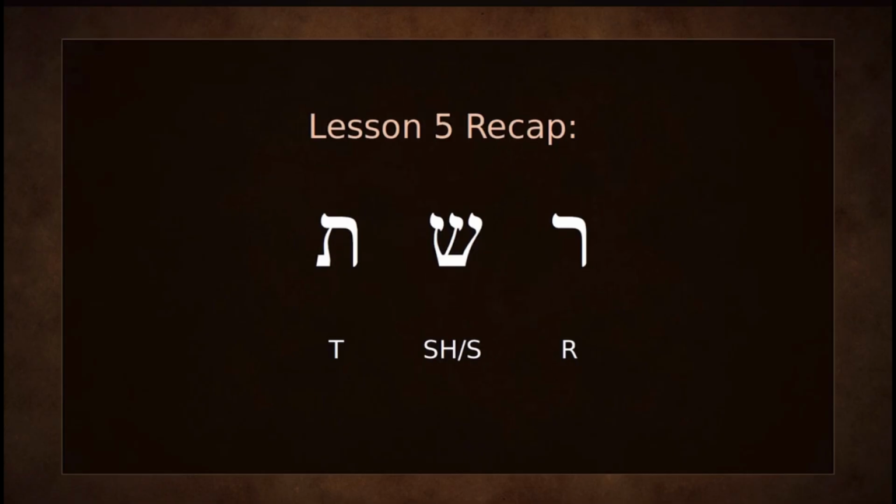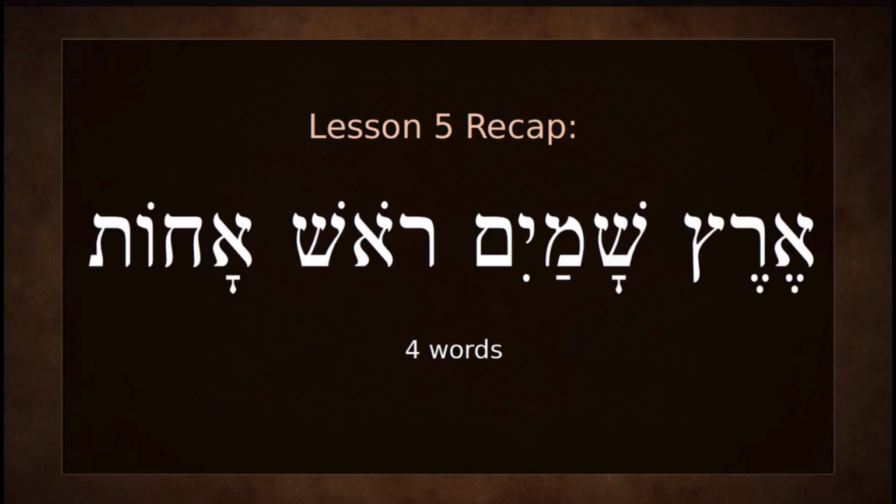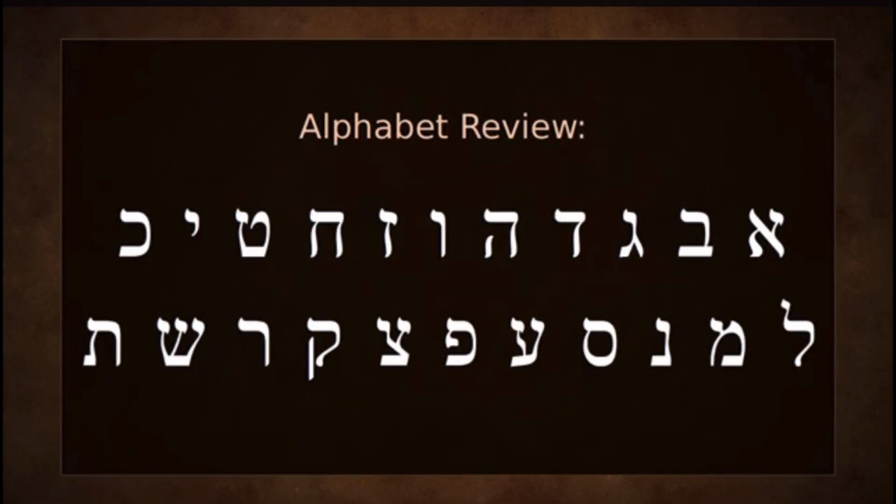Let's review what we learned in this lesson. We learned the last three letters, resh, shin, and tav. And we learned 4 new words. Eretz, which means land, shamayim, which means sky, rosh, which means head, and achot, which means sister. Ayin, pe, tzadi, kuf, resh, shin, and tav.